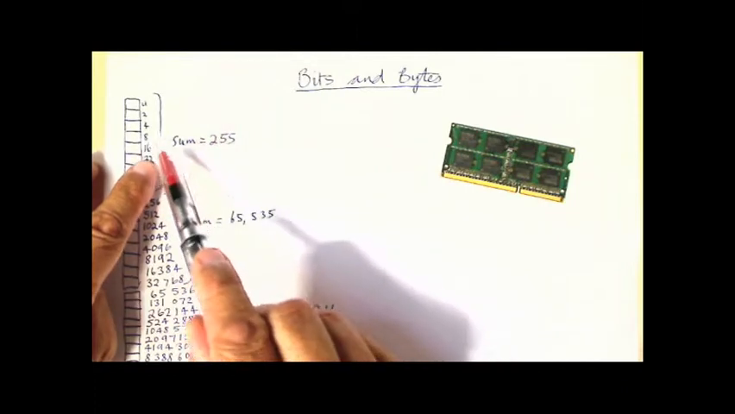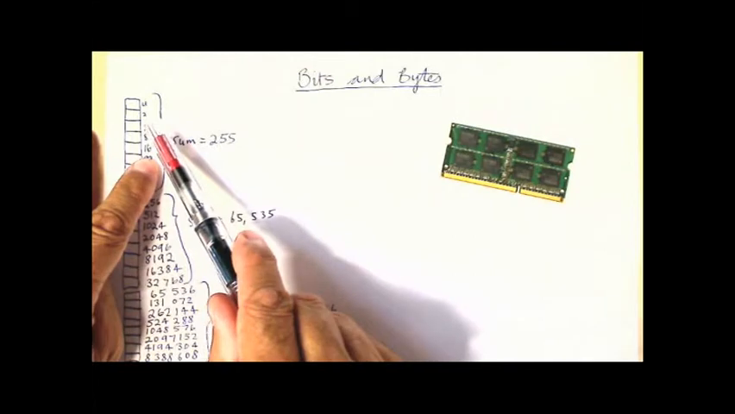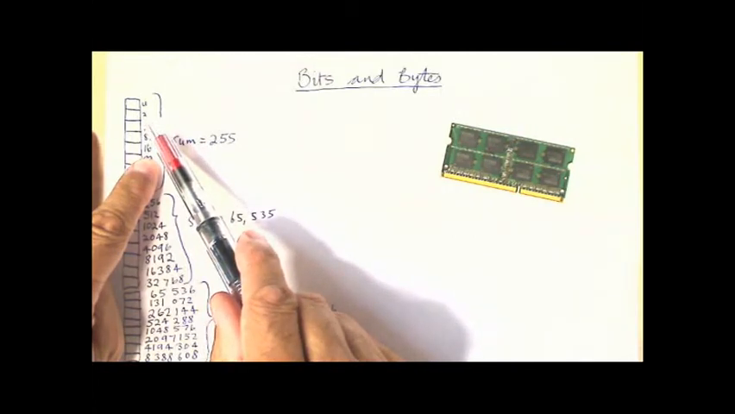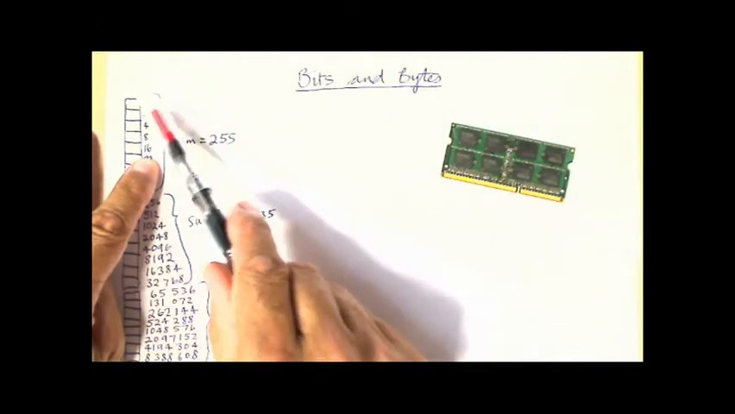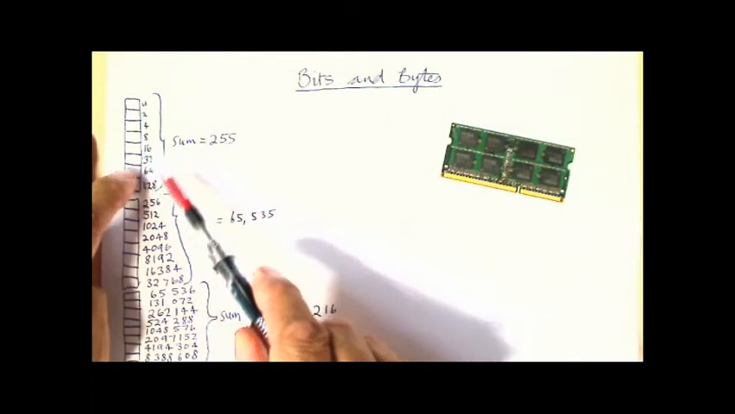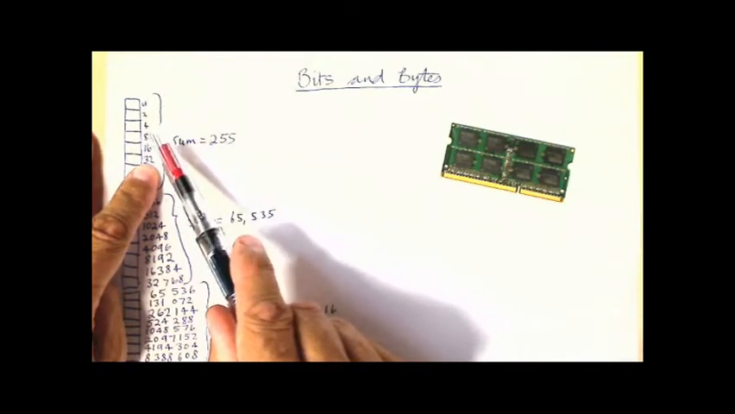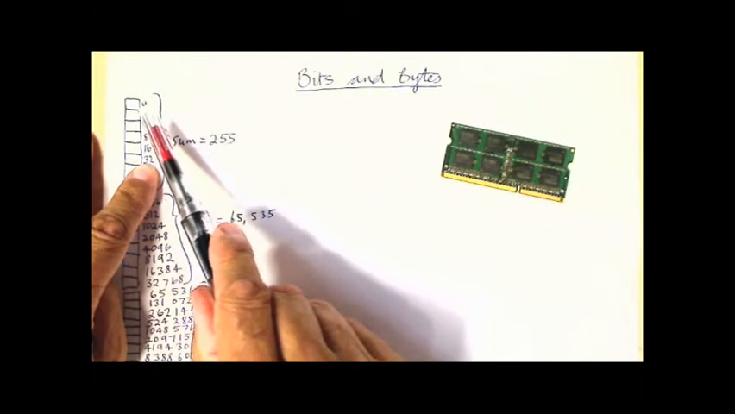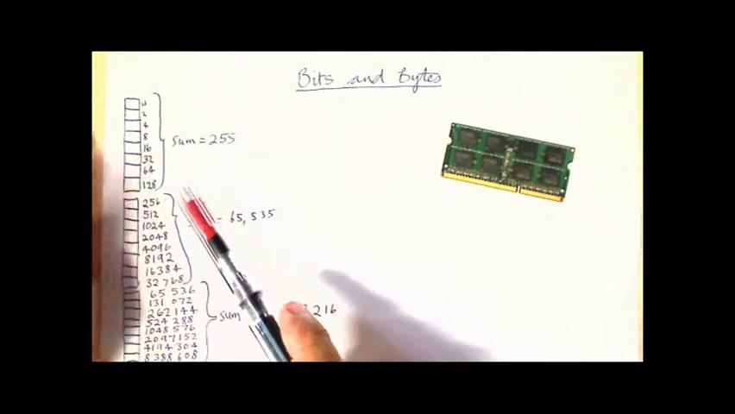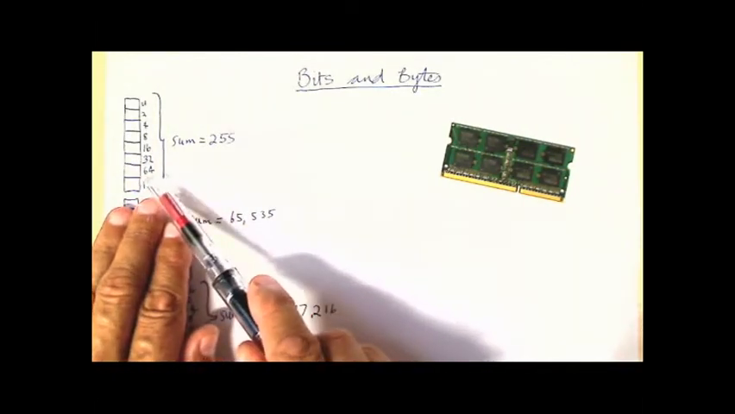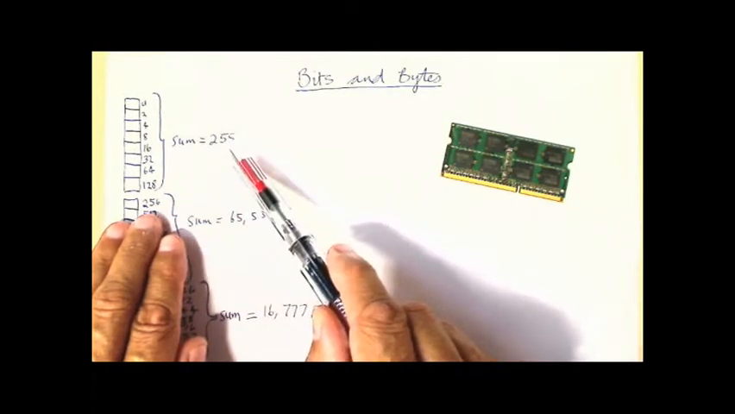Let's just add them up. 16 and 8 is 24, and 4 is 28, and 2 is 30, and 1 is 31. 31, next one is 32. Add these up, 32 and 16 is 48, plus 8 is 56, 60, 62, 63. Next one is 64. Okay, so 128, add them all together. Well, the next one's 256, the sum is 255.